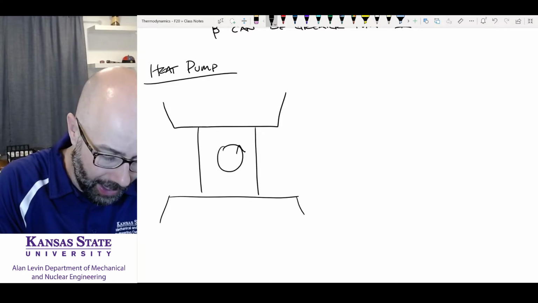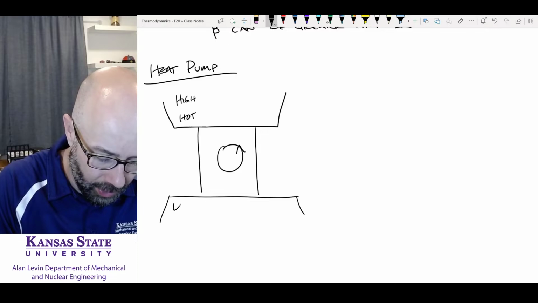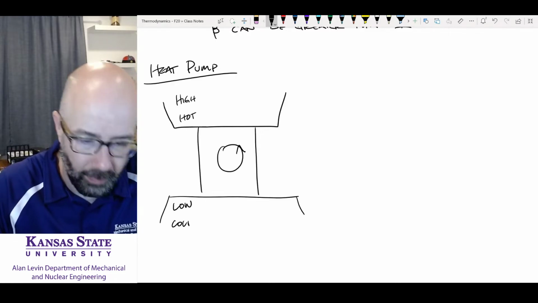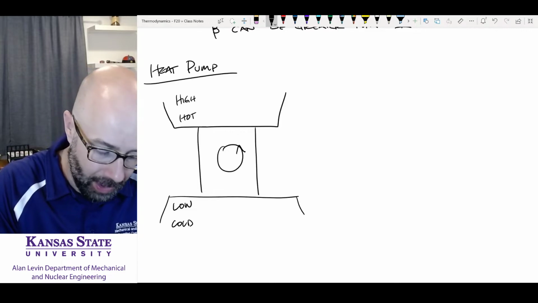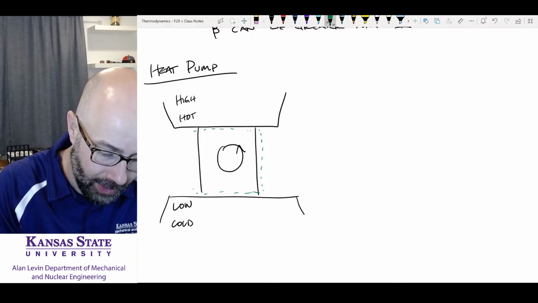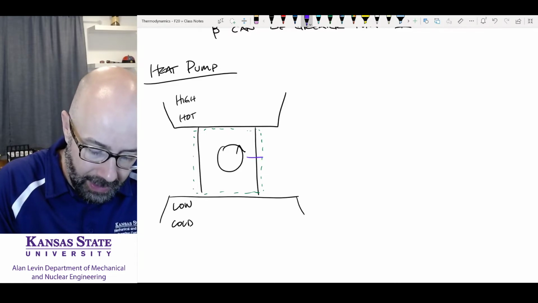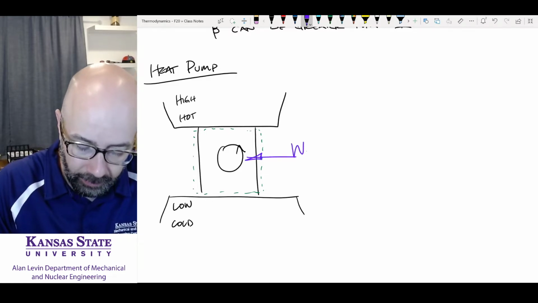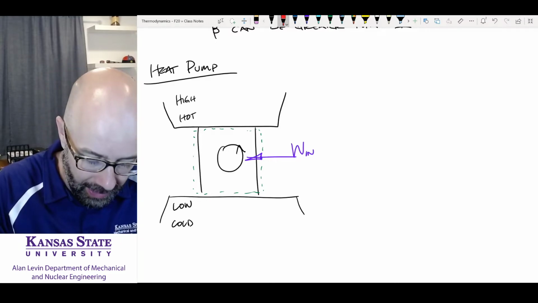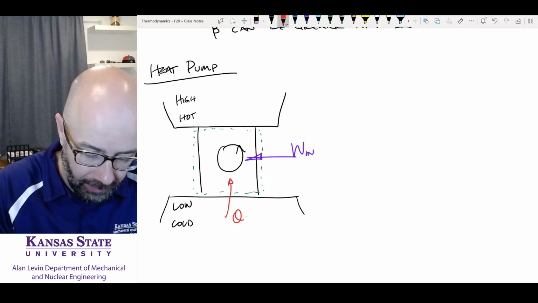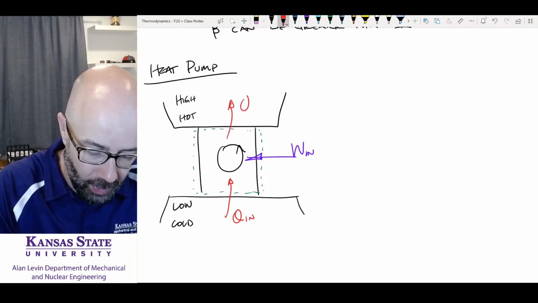We're going to have a high temperature or hot, and a low temperature or cold. Okay, and what's going to happen is that for the heat pump cycle that we are going to analyze, we have work in, because we have to power a heat pump, and we're going to have Q in and Q out.